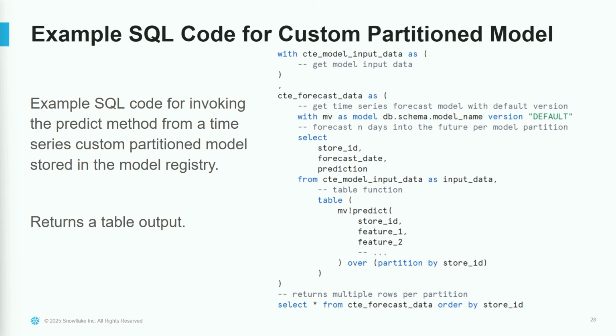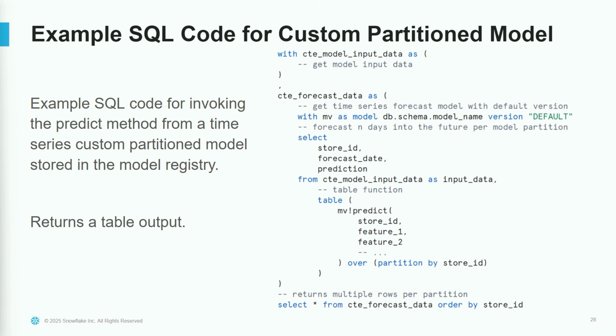It's very straightforward. I create a CTE wrapper for my input data, and then I have a common table expression for the forecast, wrapping around my actual code. I reference the specific model, and for the version you have a couple of keywords you can use, default or last, or you can explicitly define a specific version that you want to call. And then you do your select for the output result of the CTE that I'm passing for the input data. But this is the important part for a custom partition model.